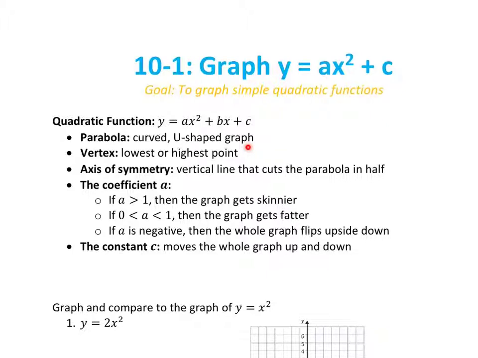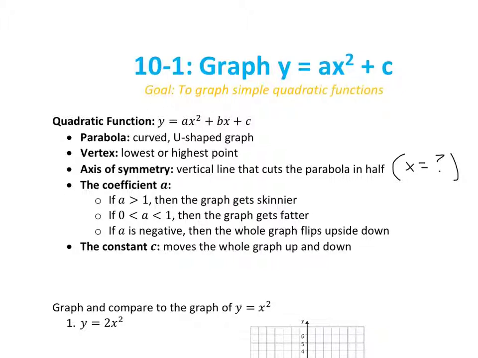A couple of definitions I want you to write down. The vertex is either the lowest or the highest point. In this curve, the highest point is going to be the vertex. If it was the other way, the lowest point down here would be the vertex. The axis of symmetry is a vertical line that cuts the parabola in half. Remember that the equation of any vertical line is going to look like x equals some constant. All of those vertical lines are going to be an x equals graph.